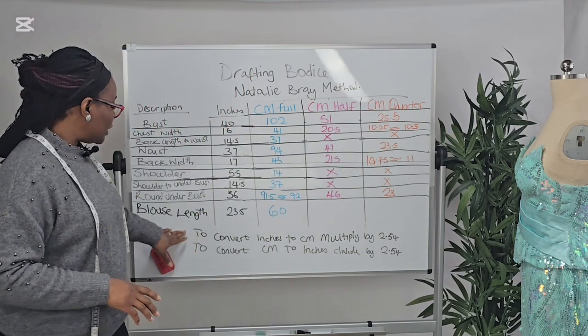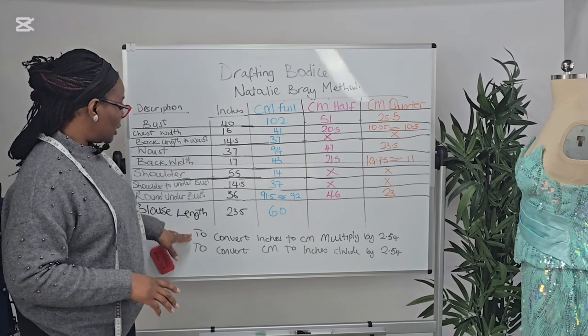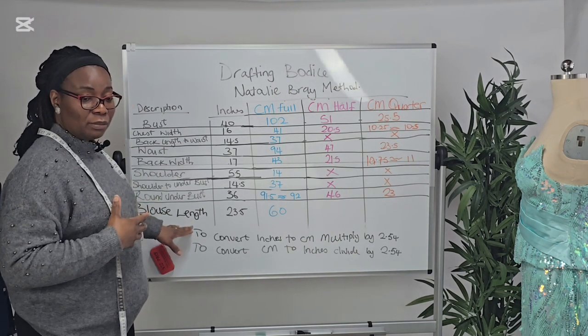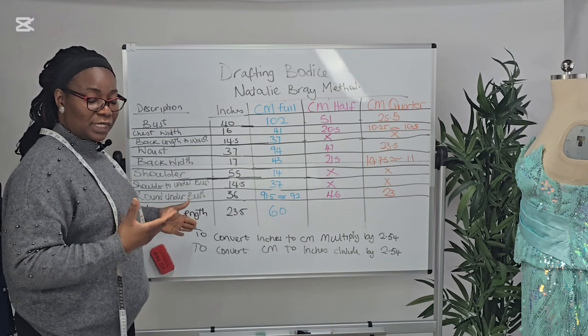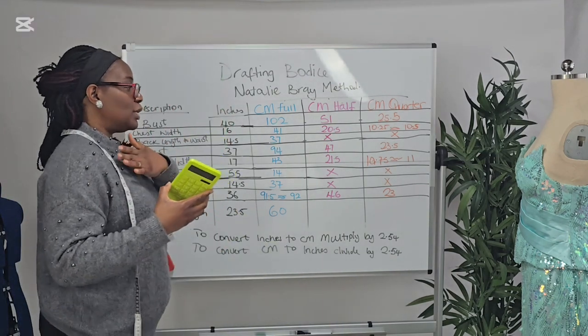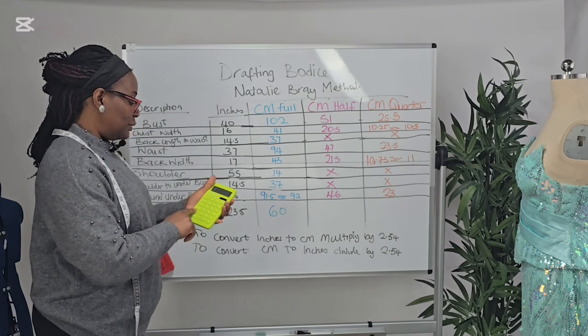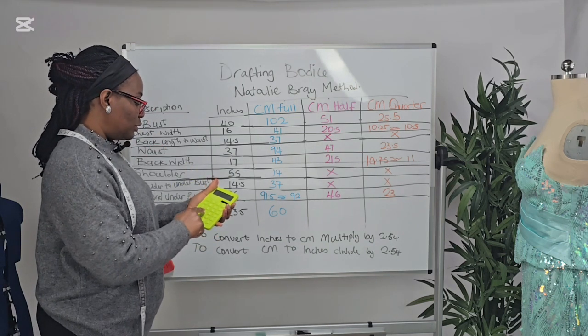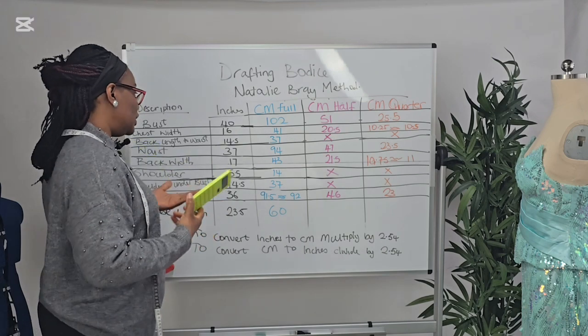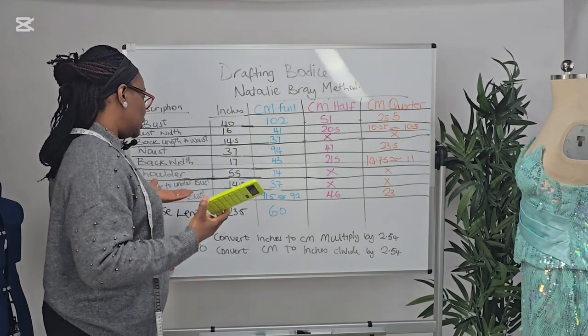So now to convert from inches to centimeters, multiply whatever you have on your measurement by 2.54. So for example, you have 15 inches. Maybe you took your measurement, shoulder to under bust, 15 inches. You just say 15 times 2.54. It will give you the equivalent in centimeters, which in this case is 38 centimeters.